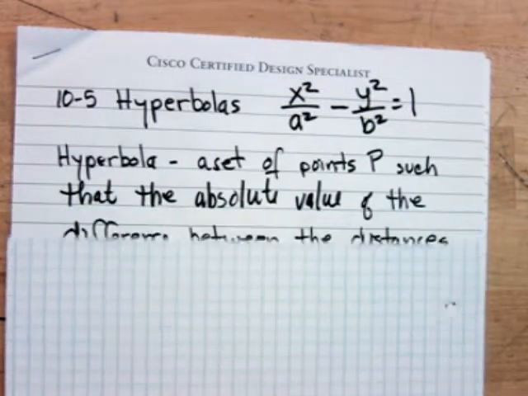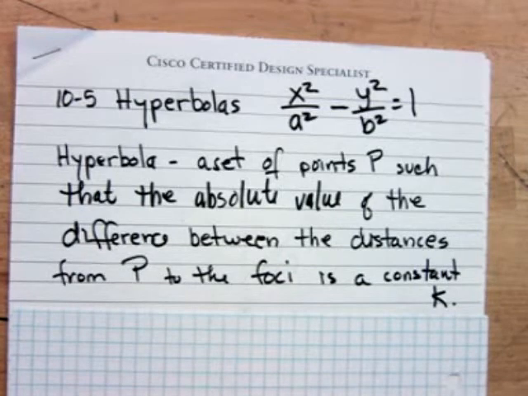So the definition from the book is a hyperbola is a set of points. We call those points P. The points P are on the hyperbola, and the absolute value of the difference between the distances from P to the foci is a constant number, and we refer to that as K.